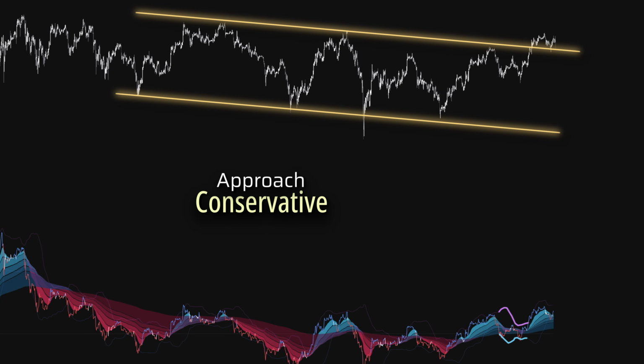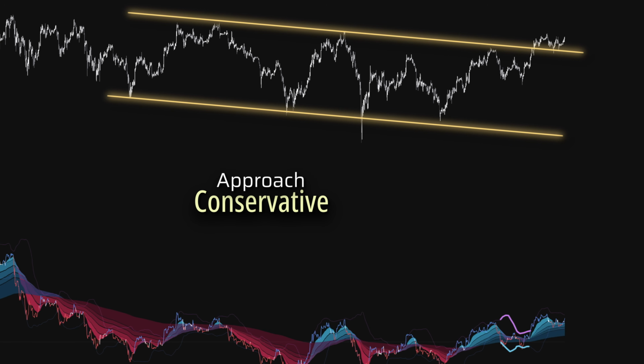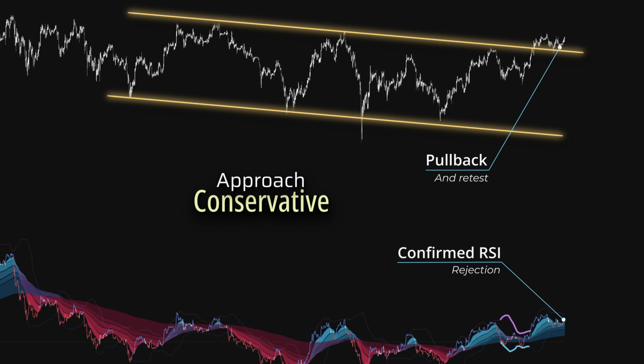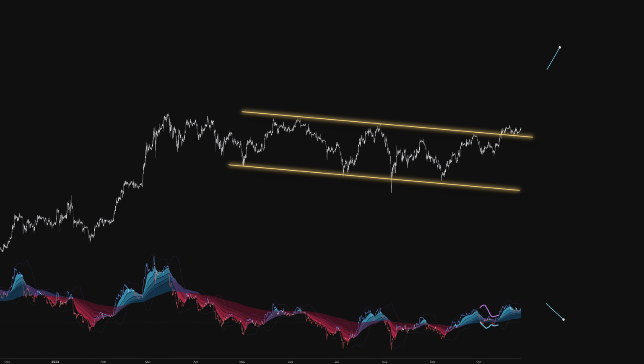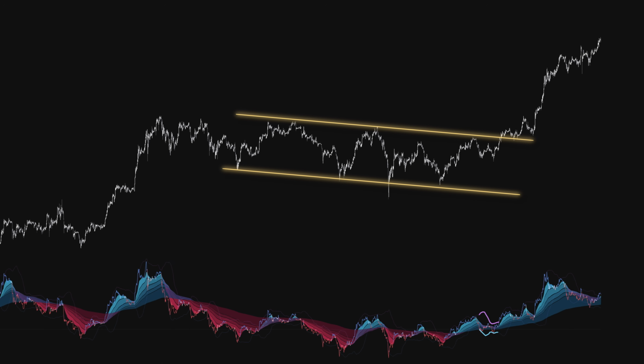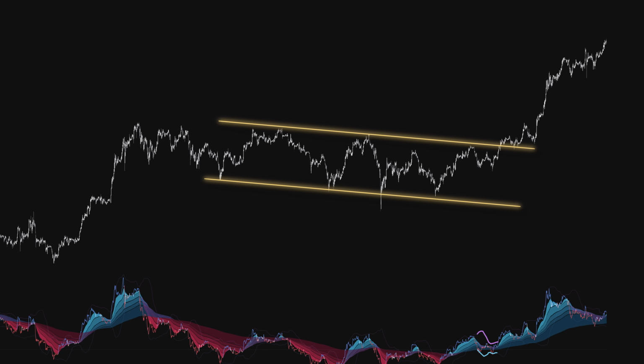The conservative approach? Wait for the pullback and retest. Let price break out, then pull back to retest the broken level as new support or resistance. At the same time, watch the RSI. You want to see it reject off the ribbon without fully crossing back through. This rejection confirms that momentum is still intact. That's your entry. Lower risk, higher probability.